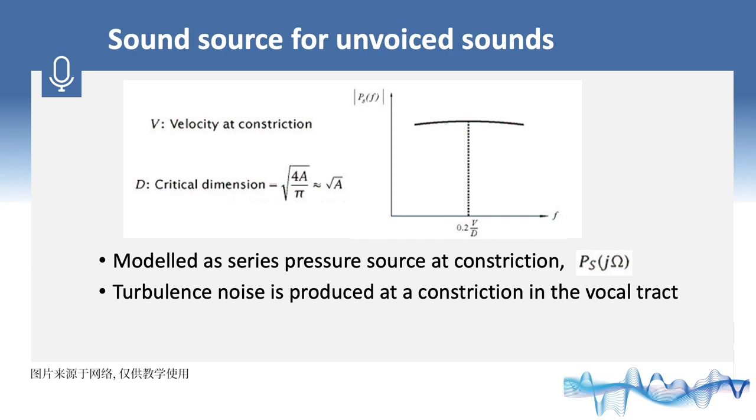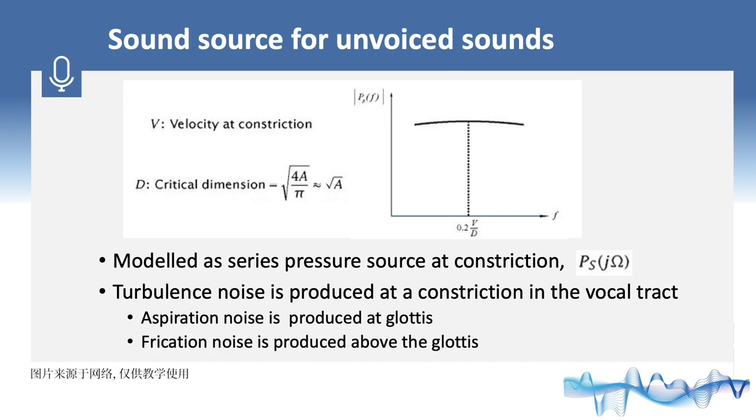Turbulence noise is produced at a constriction in the vocal tract. Aspiration noise like t, p is produced in the vicinity of the glottis. Frication noise is like sh, ch. It's produced above the glottis.